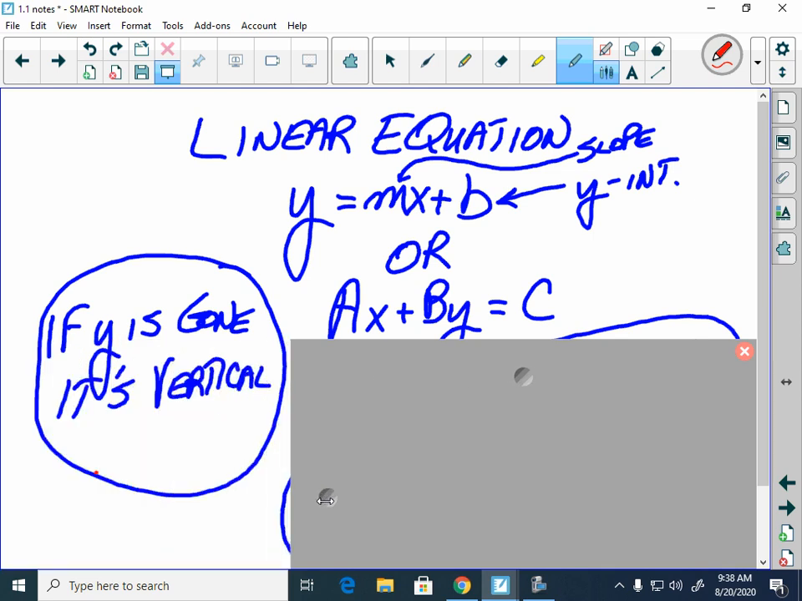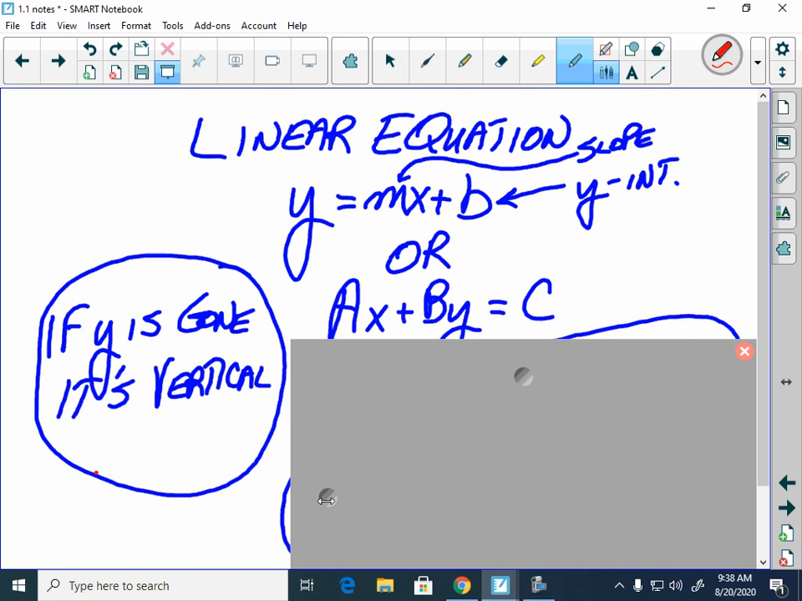Oh, okay. Hey, if I were to cover up the y with my hand, sorry, you folks watching online, but right now I'm covering up the y with my hand in class. If I were to cover up the y, it would just be ax equals c. So if the y is gone, it's a vertical line. Maybe I should draw that.